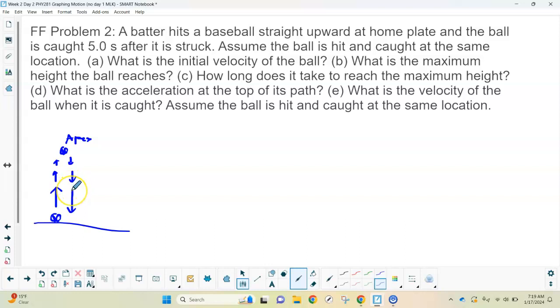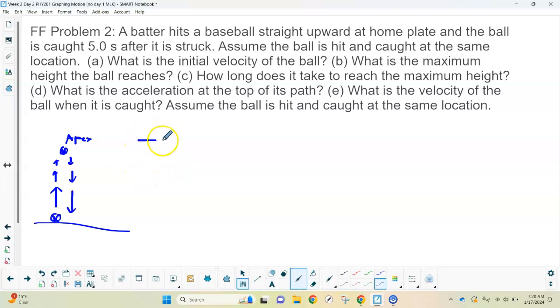B, what is the maximum height the ball reaches. C, how long does it take to reach the maximum height. D, what is the acceleration of the ball at the top of its path. E, what's the velocity of the ball when it's caught. And we're going to assume, again, that the ball is hit and caught at the same location.